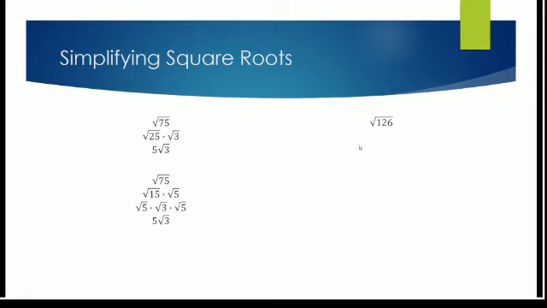Let's do another example. The square root of 126, that's a big number, so you can start breaking it down. The easiest way to start is to note that it's even, so we can divide it by 2. In fact, 2 times 63 is 126. 2 is not a perfect square, nor is 63. So we break 63 down.